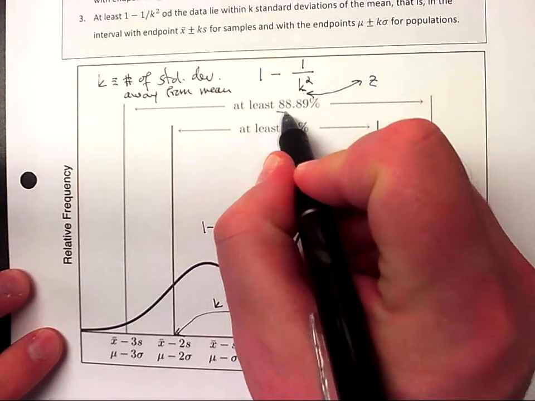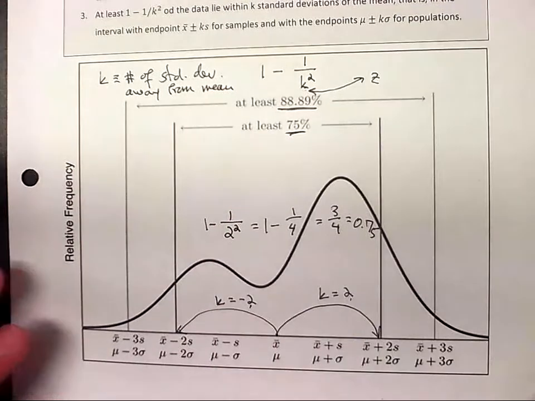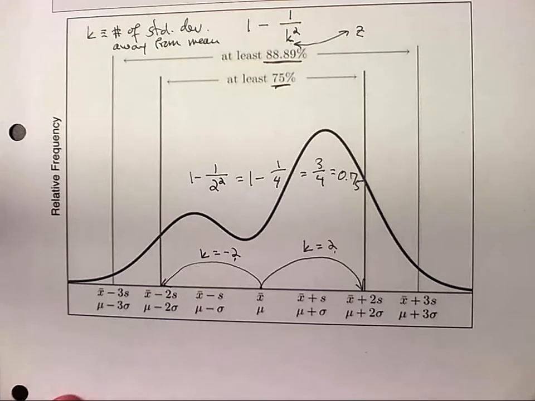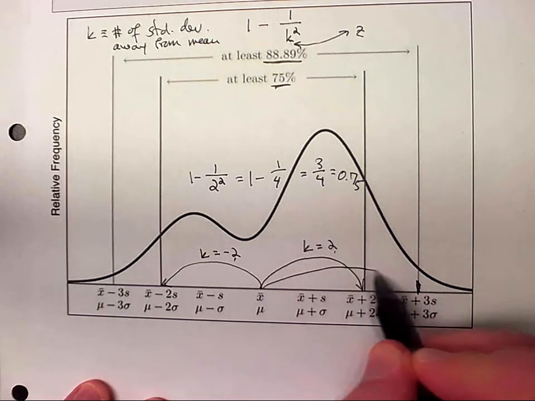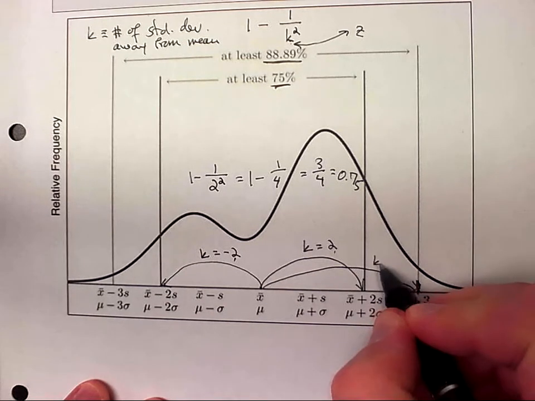All right, so then let's try to figure out how we got this 88.89% right here. Well, first off, how many standard deviations are we over here? 3. So therefore, our k right here is going to be equal to what?